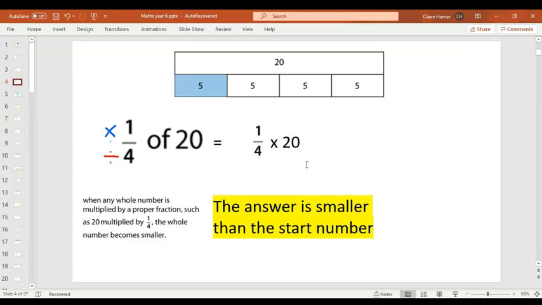So when any whole number is multiplied by a proper fraction, such as 20 multiplied by 1/4, the whole number becomes smaller. We're not talking about this today, but if it said 1 and 1/4, so that's a mixed number, times 20, then the answer would be larger. But we're just focusing on proper fractions today.